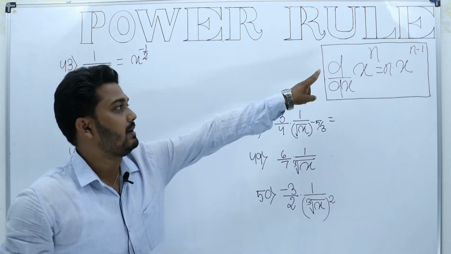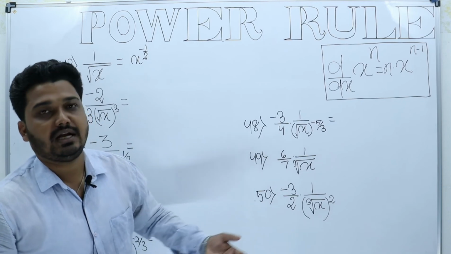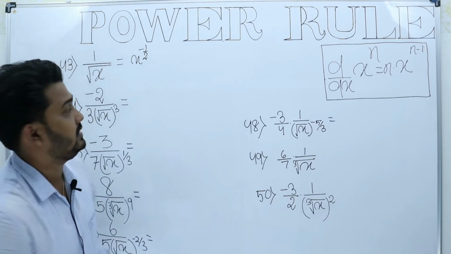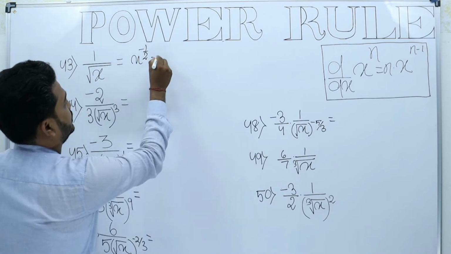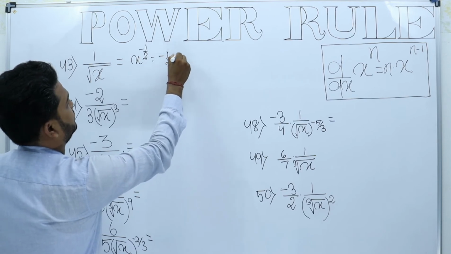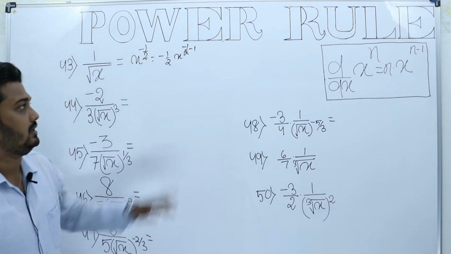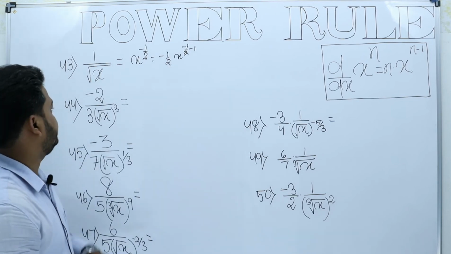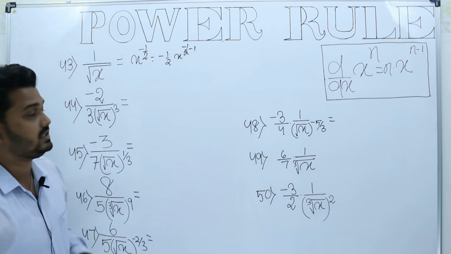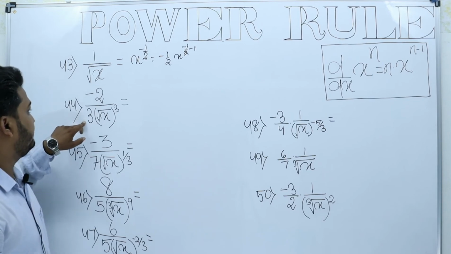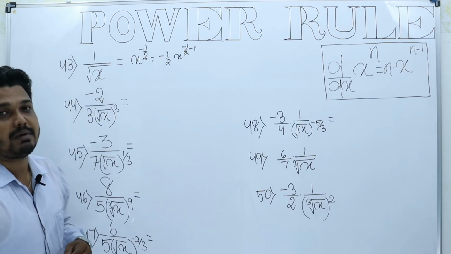Now the power is n, and the answer we write is nx to the power n minus 1. Here the power is minus 1 by 2. So in the answer we write minus 1 by 2 x to the power minus 1 by 2 minus 1. And this can be solved in the next step. Now in the next question it is given minus 2 by 3 into 1 by root x power 3.